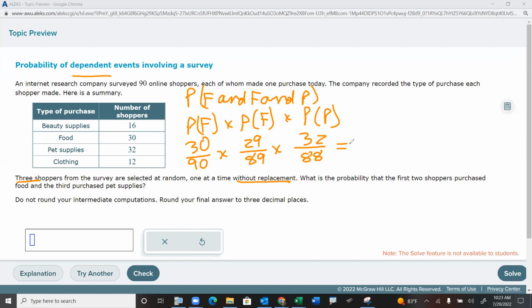Hope I'm typing this correctly. That would really be cool. All right. Let's see, decimal. Okay, and then it says go 3 decimal places. So we'll go 0.039 or 3.9%. The probability of getting a foodie, then another foodie, then a pet supply person in this situation is 3.9%. Now, if these numbers here change, well, of course, everything else changes. Anyway, that's that.